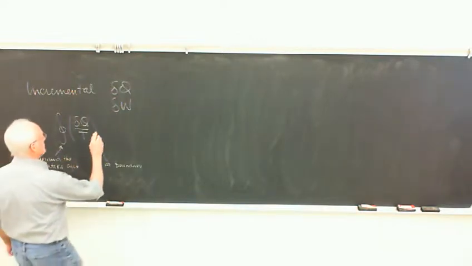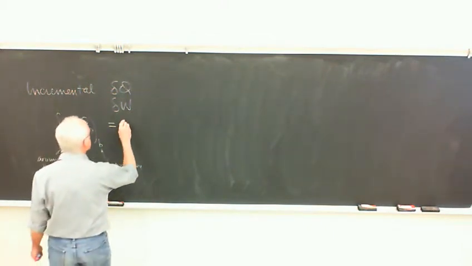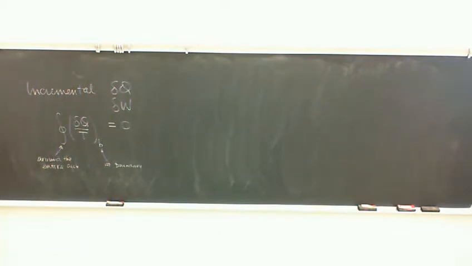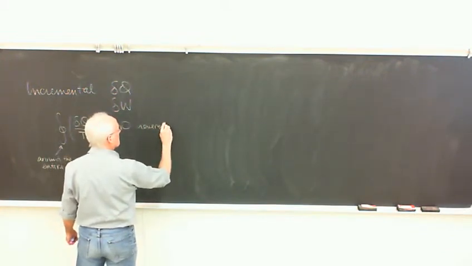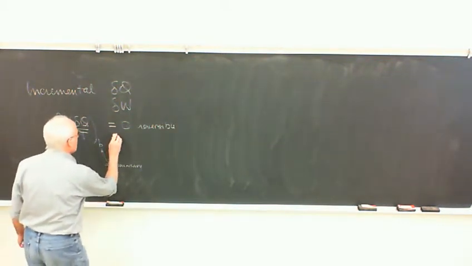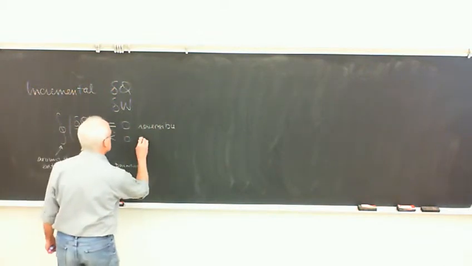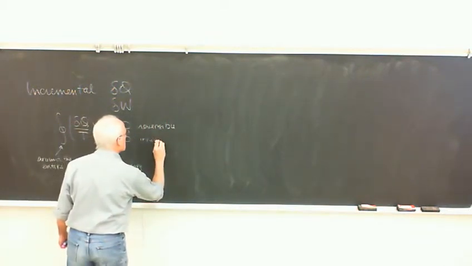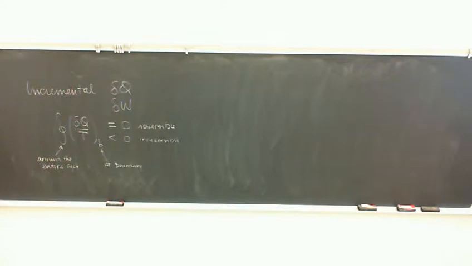That quantity can take on either one of two forms. If that quantity, as we integrate around the entire cycle, is zero, then we know that we have a reversible cycle, or no irreversibilities are present. If that is less than zero, then we know that there are irreversibilities present in the system. So that allows us this first real chance to actually determine if certain cycles are reversible or not.